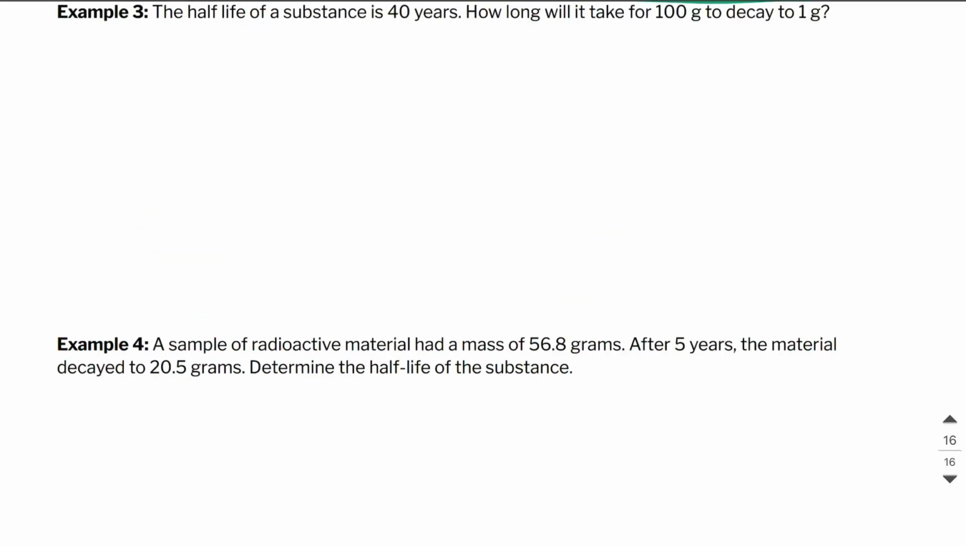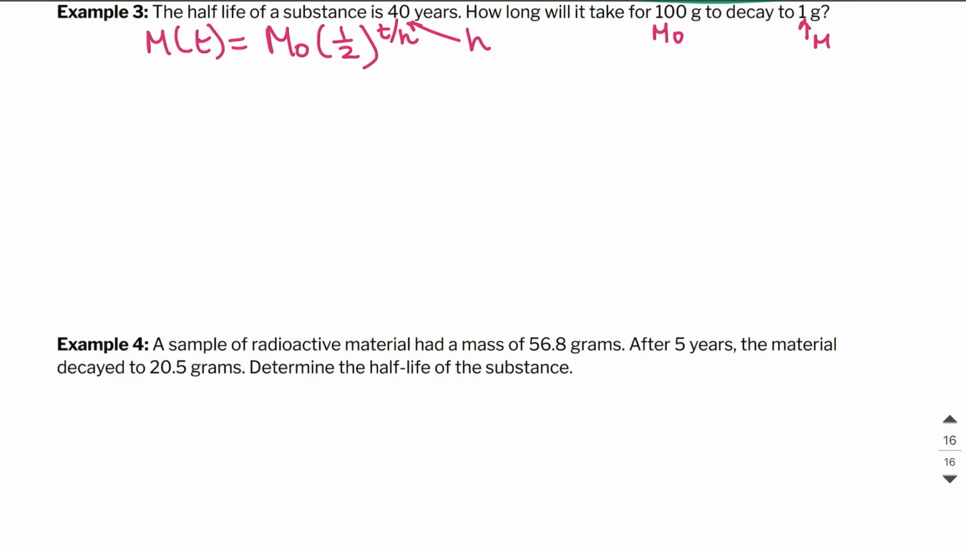All right, in example 3, it says the half-life of a substance is 40 years. How long will it take for 100 grams to decay to 1 gram? So remember, if we have half-lives right here, this is the general equation right here. We know that m sub 0 is going to be 100 grams. We know that the half-life is 40 years, and we want it to decay to 1 gram.